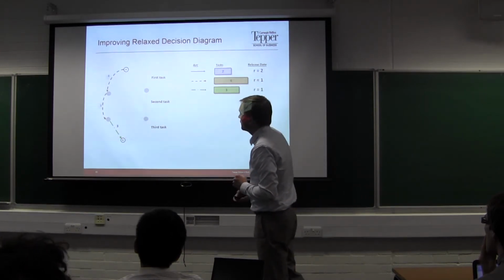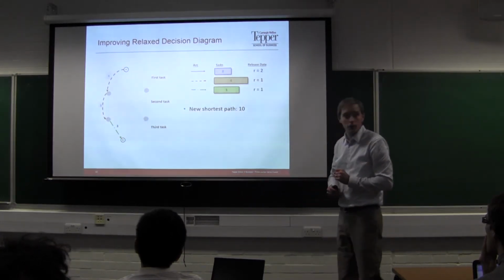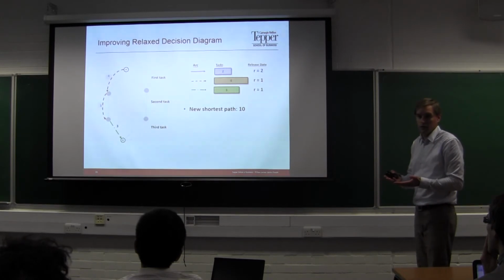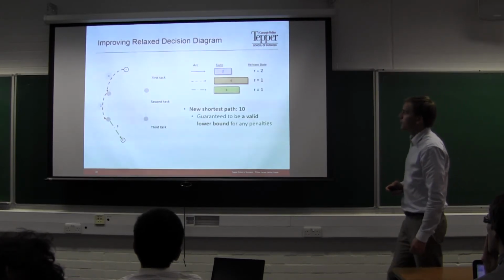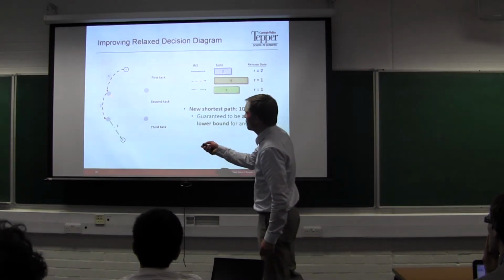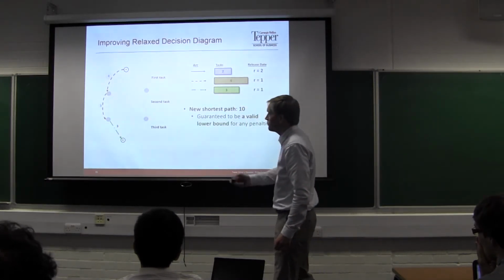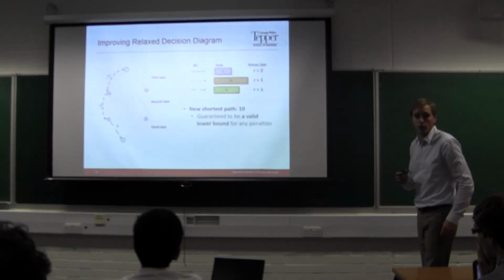4, 3, and 3, which gives me 10. So I go from 8 to 10. This is, I think, the optimal as well. And there's another one, I think, which has the same 4, 3, 3, which also has 10, which is actually a proper solution. So 10 is the optimal solution in this case.